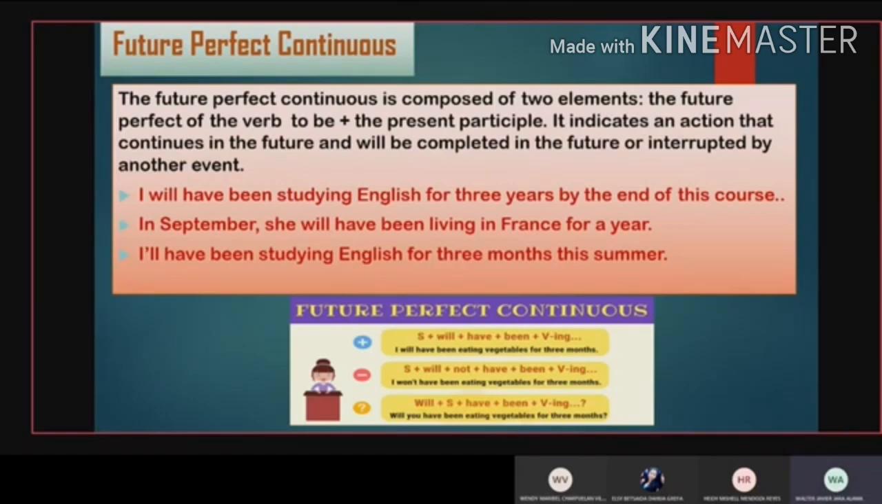The structure: subject plus will plus have plus been plus verb-ing plus complement. In negative: subject plus will plus not plus have plus been plus verb-ing plus complement. In interrogative: will plus subject plus have plus been plus verb-ing plus complement plus question mark.